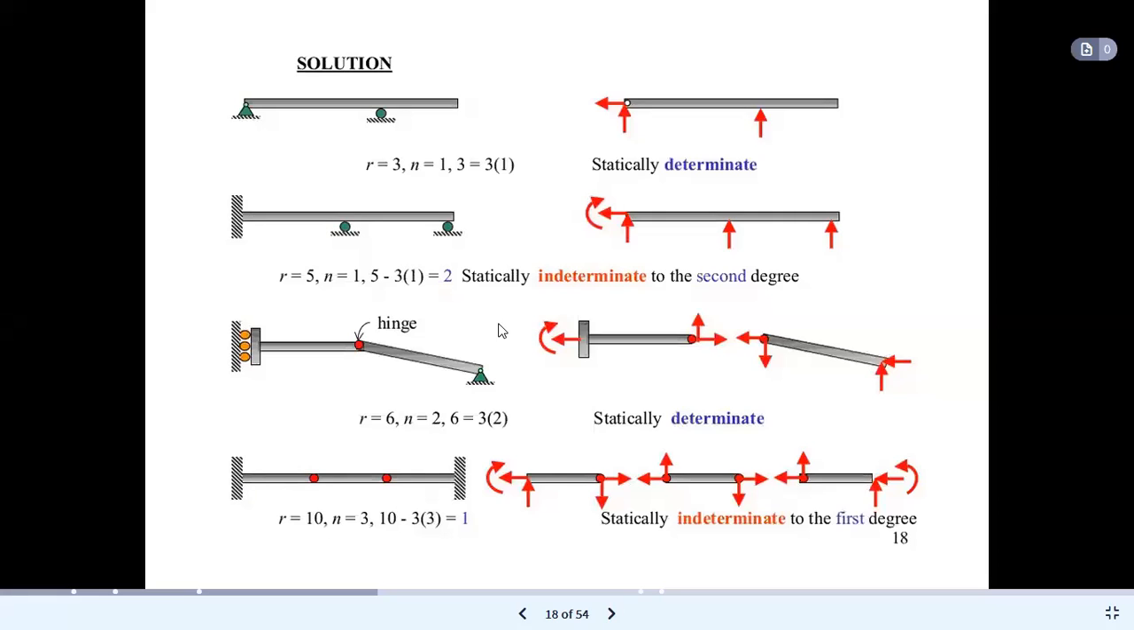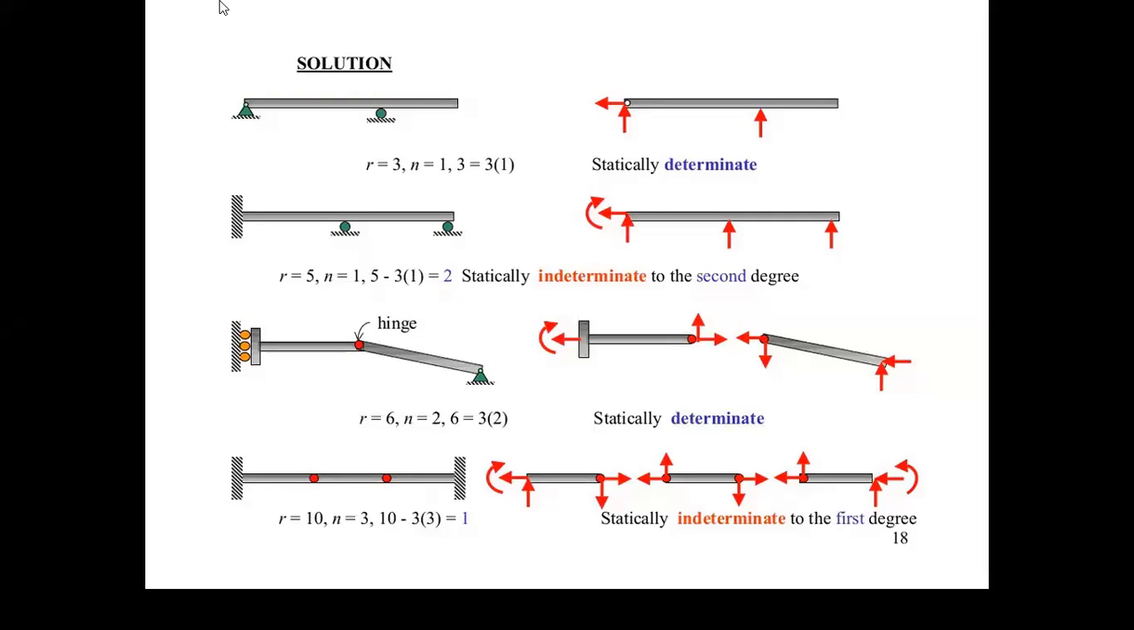So again, here in the fourth example, you can see this is a fixed support. How many unknown reaction forces will be there? 3 unknowns will be there, and 3 unknowns will be on the opposite side.